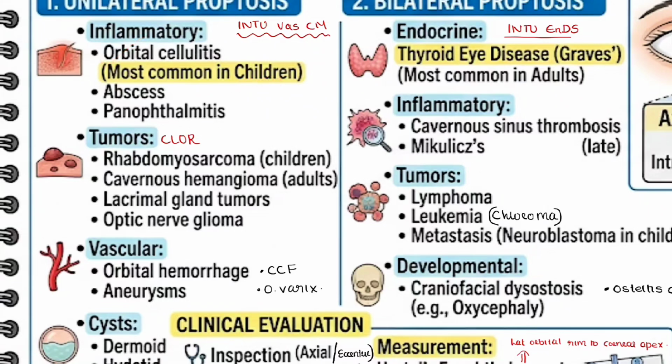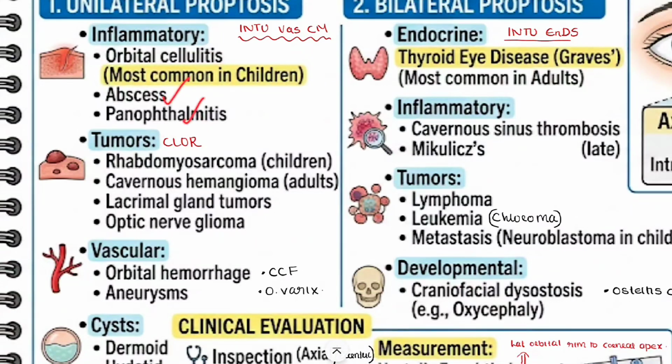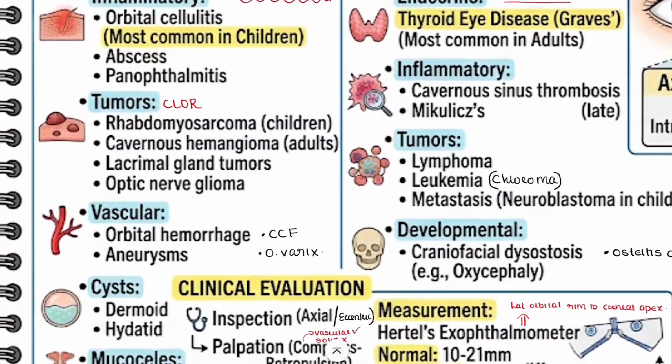There can be other orbital abscesses, and panophthalmitis can also cause proptosis. So the inflammatory conditions are orbital cellulitis, abscesses and panophthalmitis. Now coming to the T, tumors. Rhabdomyosarcoma is found most commonly in children. In adults, we can see cavernous hemangioma, lacrimal gland tumors and optic nerve glioma.